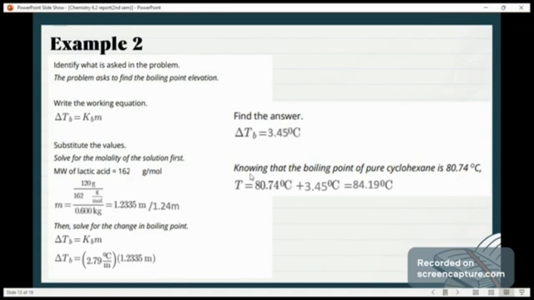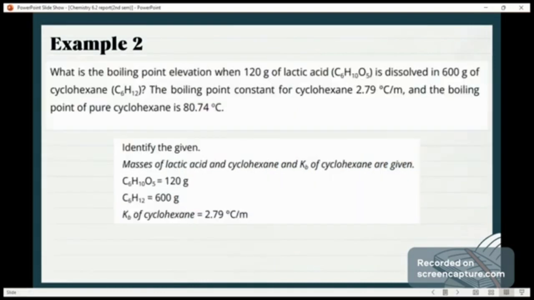So now, what is this? Knowing that the boiling point of pure cyclohexane is 80.74 degrees Celsius. So what we know from the given problem is the boiling point of pure cyclohexane is 80.74. So pure pa lang na siya, cyclohexane 600 grams. If masagulan siya o lactic acid, pila naman.